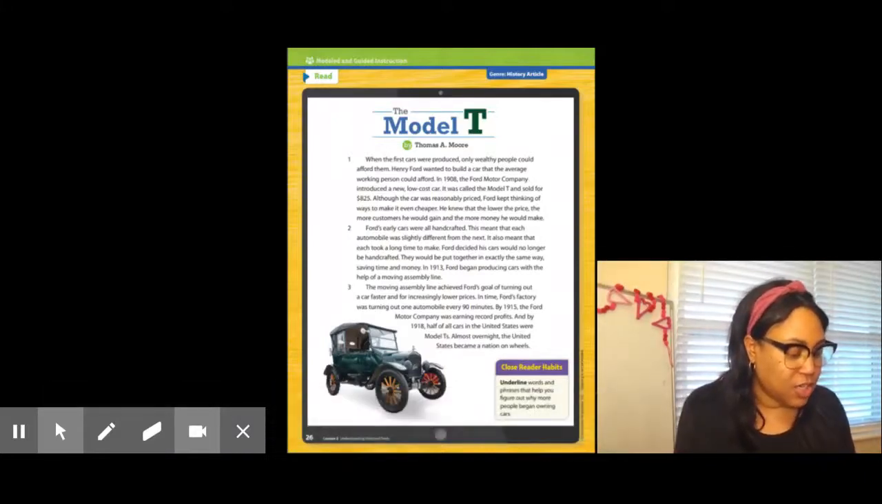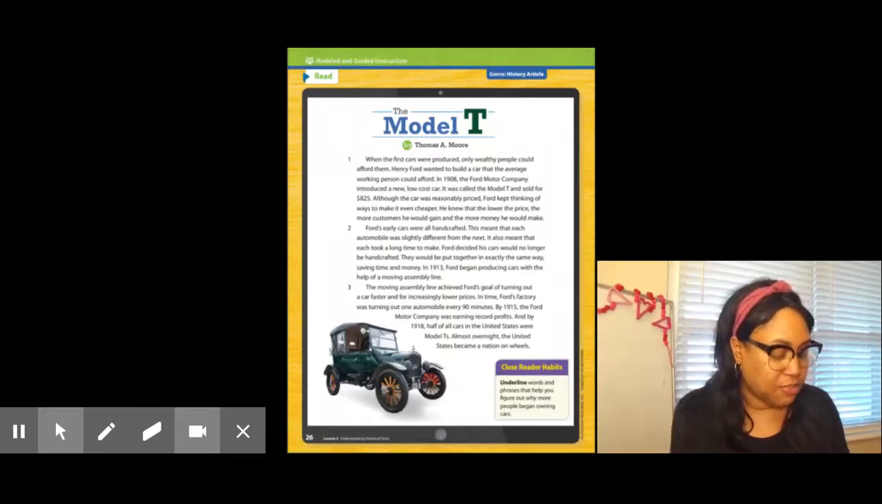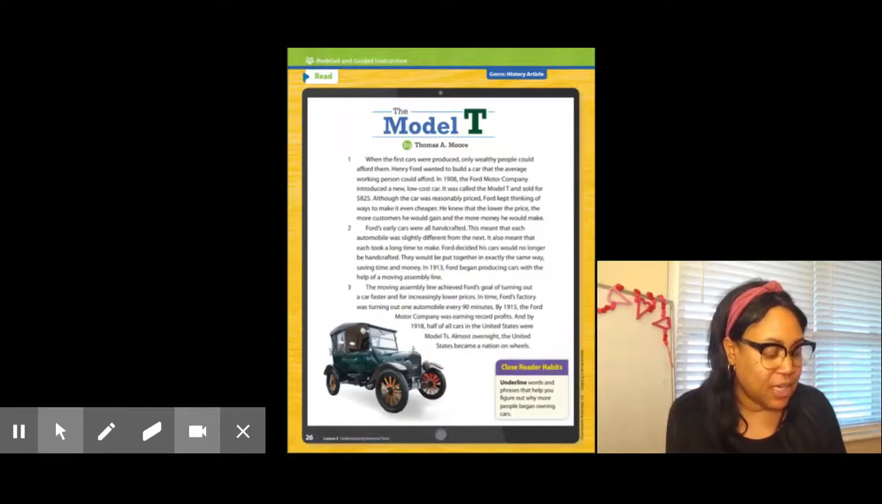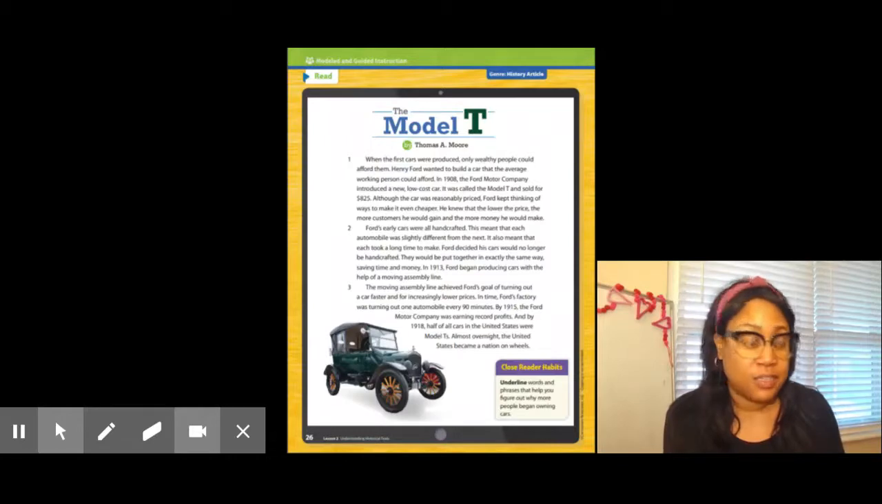When the first cars were produced, only wealthy people could afford them. Henry Ford wanted to build a car that the average working person could afford. In 1908, the Ford Motor Company introduced a new low-cost car. It was called the Model T and sold for $825. Although the car was reasonably priced, Ford kept thinking of ways to make it even cheaper. He knew that the lower the price, the more customers he would gain and the more money he would make.